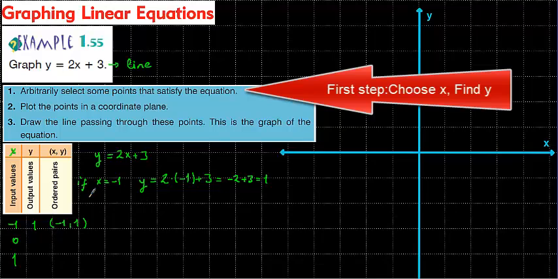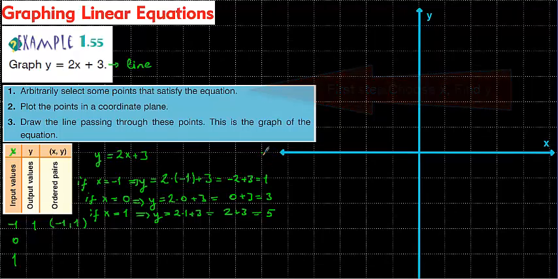And the second coordinate, if X is equal to 0, then Y is equal to 2 times 0 plus 3. 2 times 0 is equal to 0, 0 plus 3, then the answer is 3. And if X is equal to 1, then Y is equal to 2 times 1 plus 3, which is equal to 2 plus 3, and it's equal to 5. So these are the Y values.